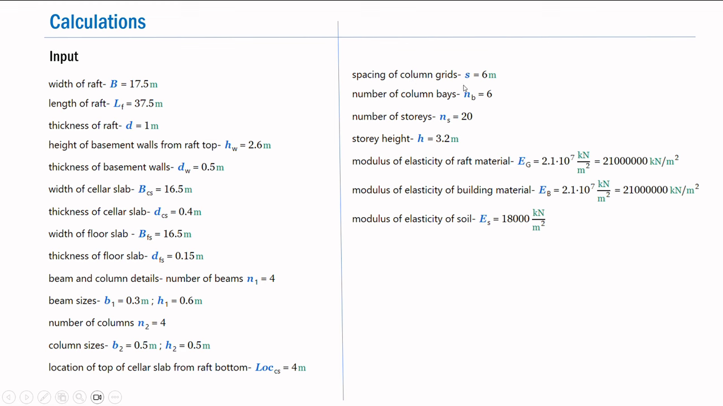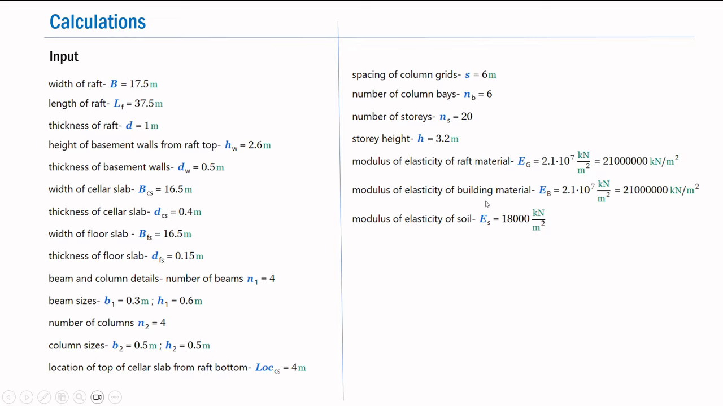So the spacing of the column grids as shown on the sketch, S, is equal to 6 meters. Number of column bays NB is equal to 6. Number of stories for the structure NS is 20. And a typical story height H of 3.2 meters is considered. Now we have the modulus of elasticity for three materials. The first one is for the raft material, EG. It is taken as 2.1 into 10 raised to 7 kN per meter square.